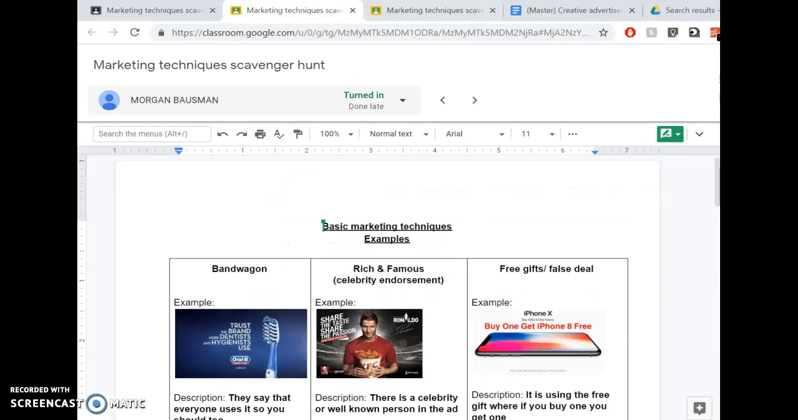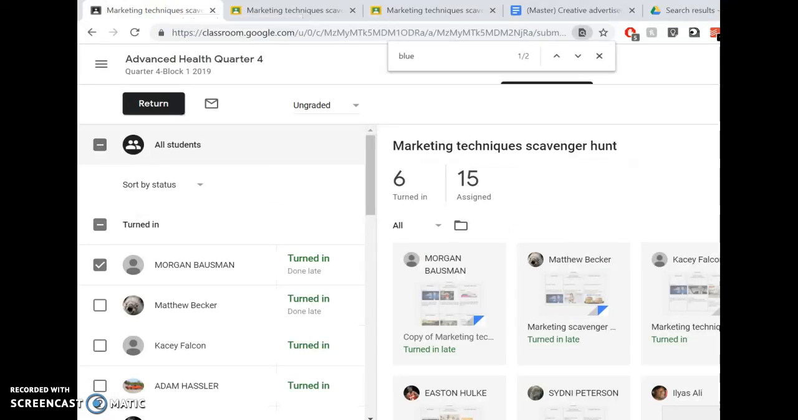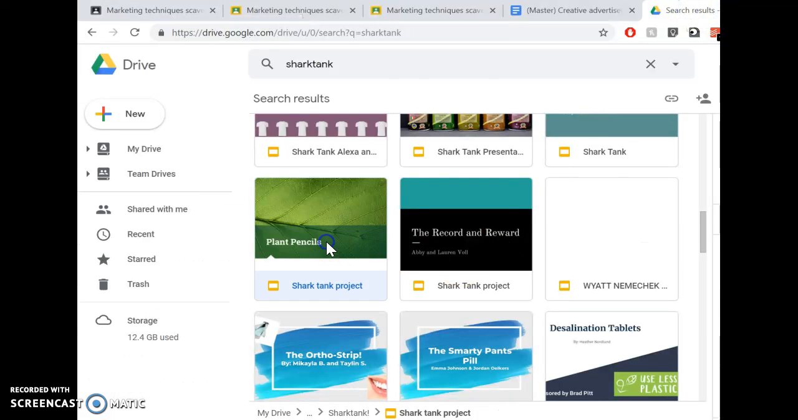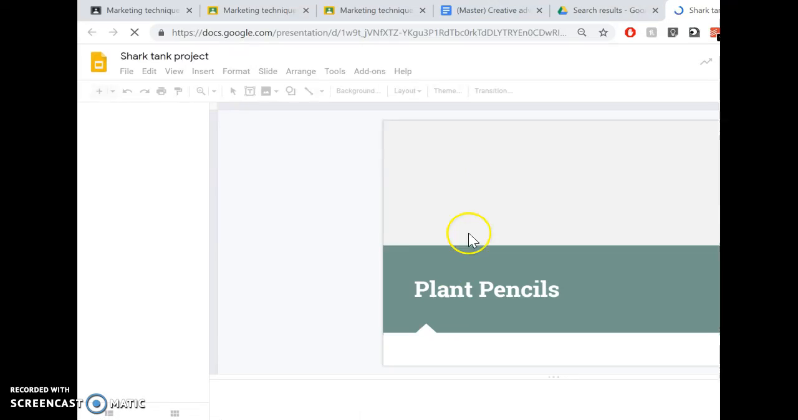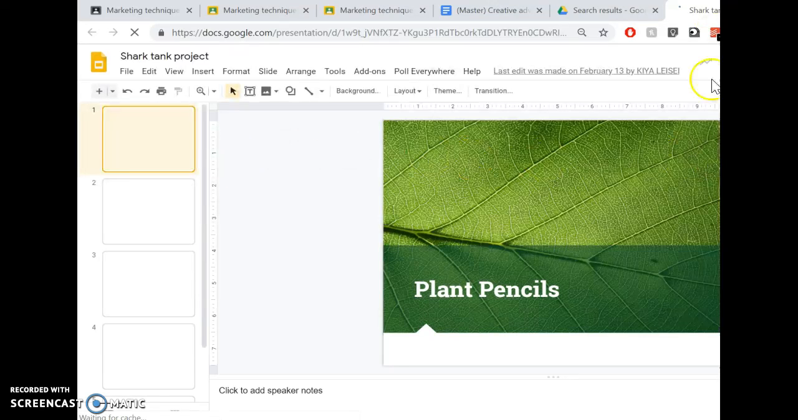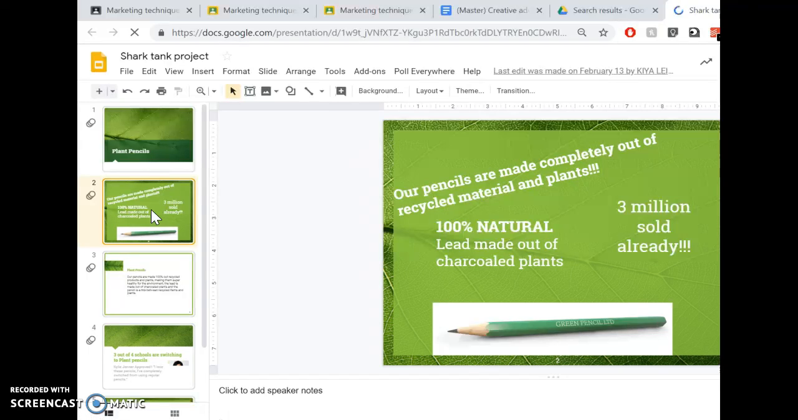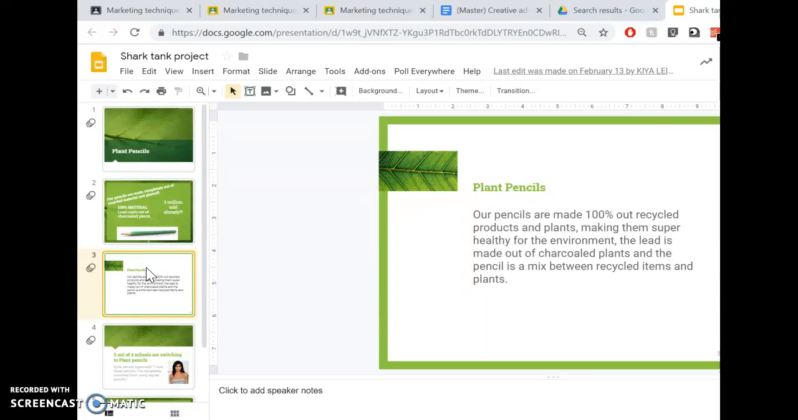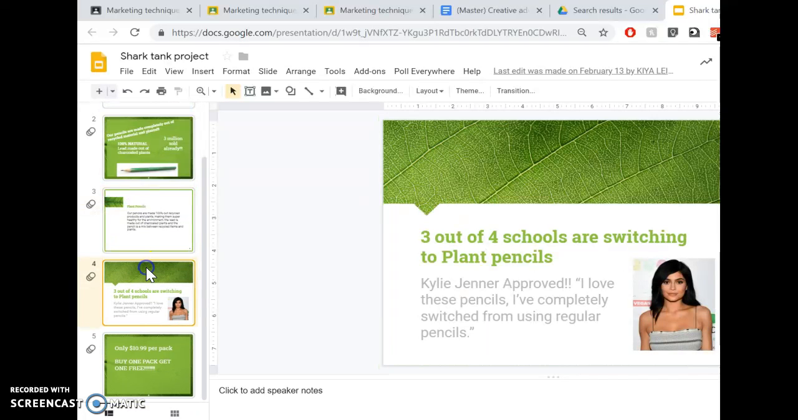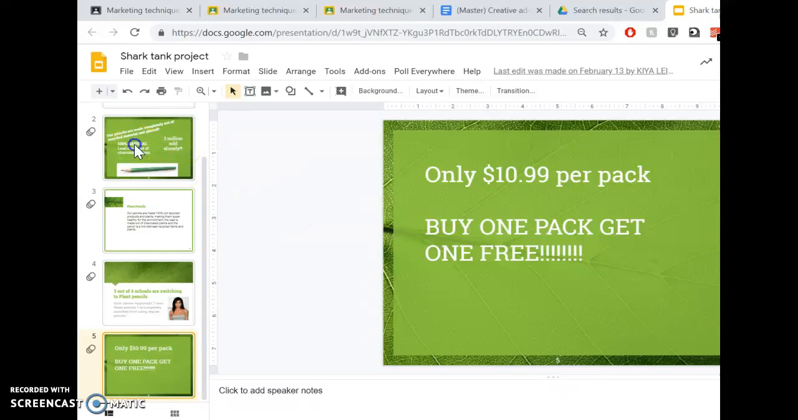Is it something that looks more like, let me find it here. Okay, plant pencils. This is a good example. I'm just going to show you an example that someone had done in the past. Okay. Plant pencils, you can see right there they're going for greenwashing. You can already see one of the techniques. They have made some claims right here. Their presentation flows. It's got a nice quality to it. It's got good design. It's got multiple techniques like Kylie Jenner, blah, blah, blah. All these things, okay? So just an example.